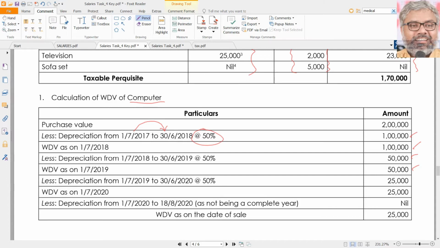Another 50,000 is deducted on WDV. So WDV on 1/7/2019 will be 50,000. On that, another 50,000 is there, which is up to 30th June 2020. So after that, what is the WDV of this particular computer? 25,000 on 1/7/2020.